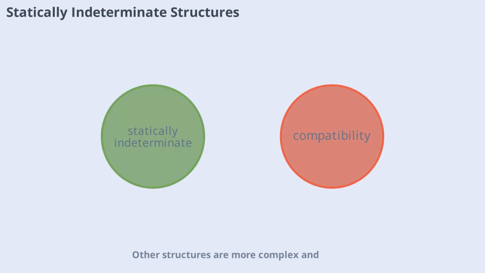Other structures are more complex and can't be solved with equilibrium equations alone. These are statically indeterminate structures. They require additional methods like compatibility equations to analyze. While more challenging, these structures are common in real-world engineering because they offer greater strength and redundancy.